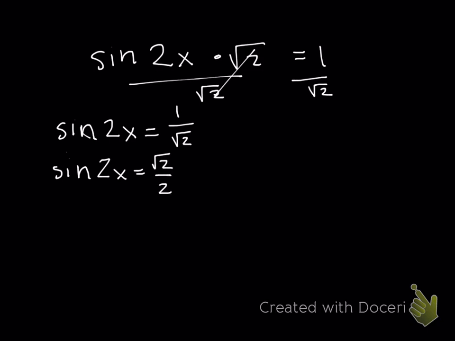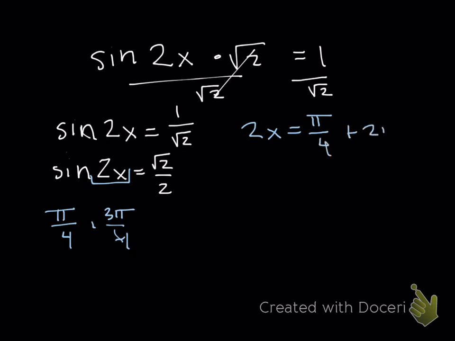And now I need to figure out what my equation is going to be so that I know what to solve. So my angle, sine is going to be a positive root 2 over 2 when it's pi over 4 and when it's 3 pi over 4. So we're going to set this up. I'm going to take what's here, 2x, and set this equal to pi over 4 plus 2n pi.